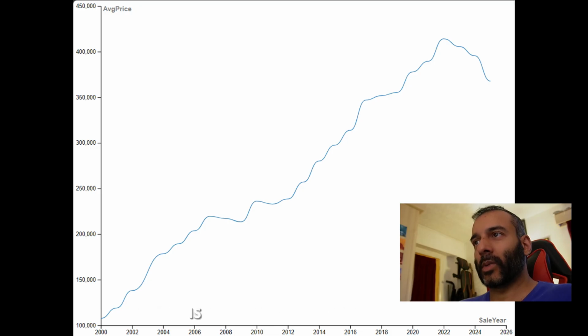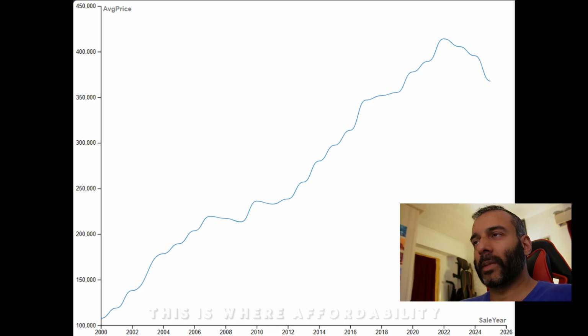But what's really interesting is what happens after that. Prices recover and then continue to rise. And over the long term that upward trend dominates everything else. Short-term dips happen, but they don't fundamentally change the direction. As we move further along the chart, the slope begins to steepen. That means prices aren't just rising, but they're rising faster. And in the most recent years you can see that acceleration more clearly.